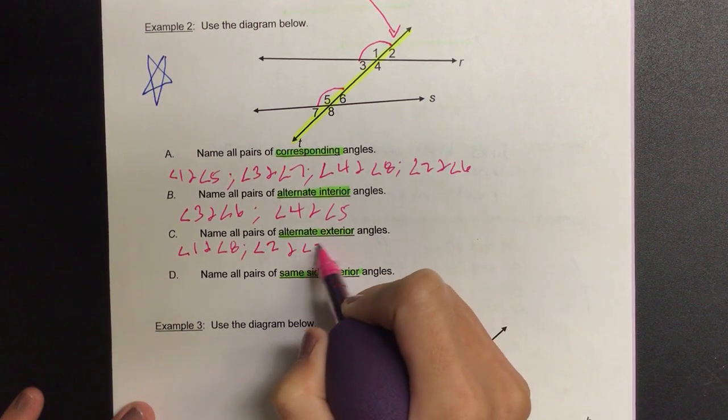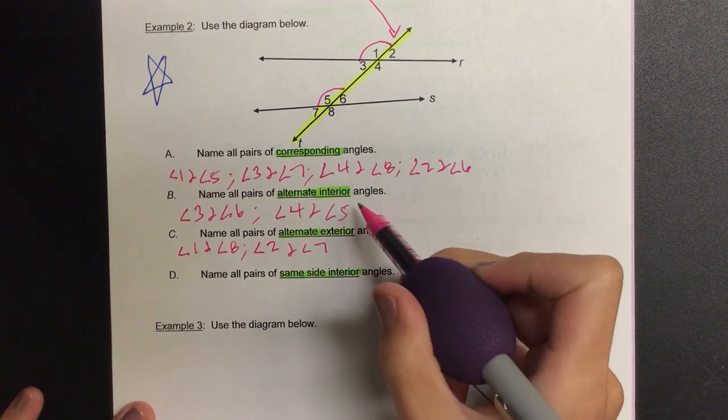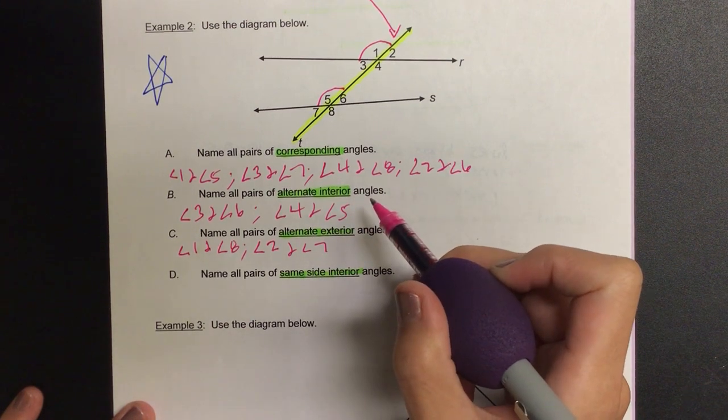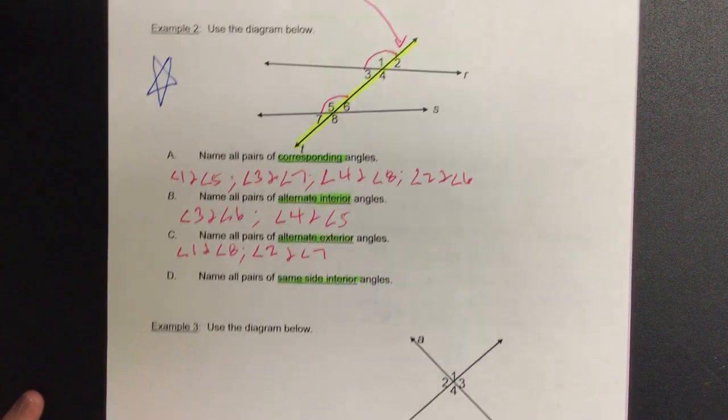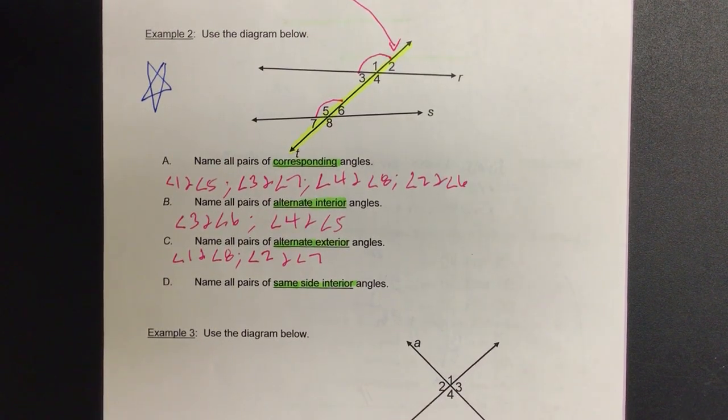So can you mimic the definition, borrowing it from alternate interior, but changing up maybe one word? Go for it. All right, Megan, give me your definition. Flipping from one transversal to the other on exterior. On the outside, very good, very good.